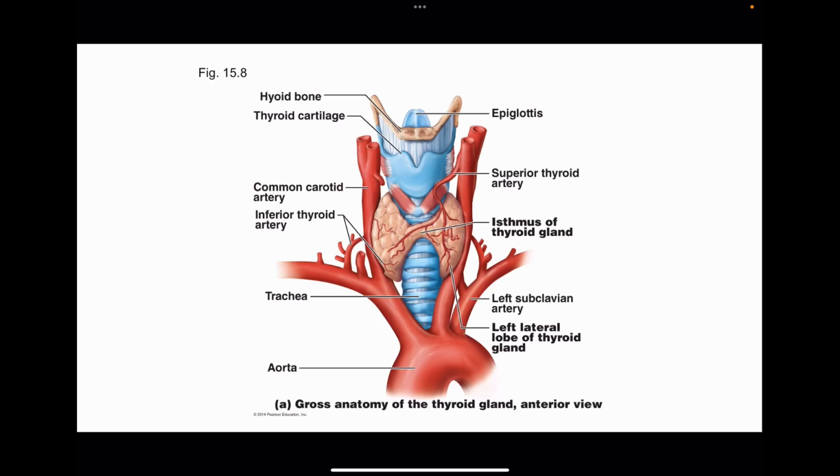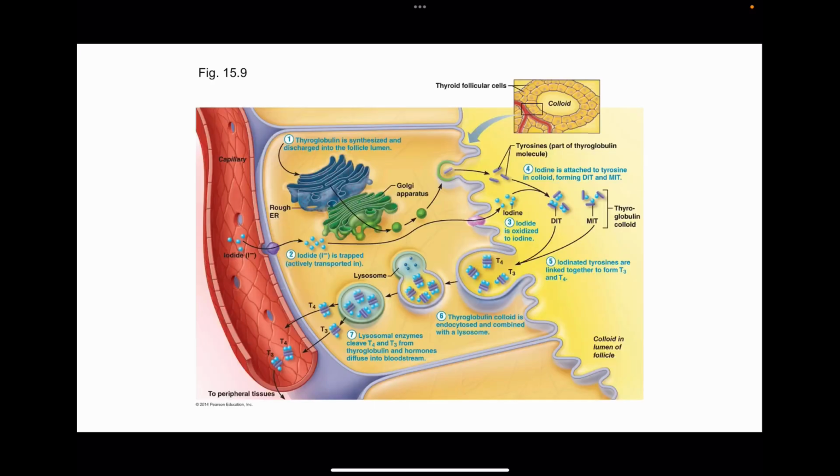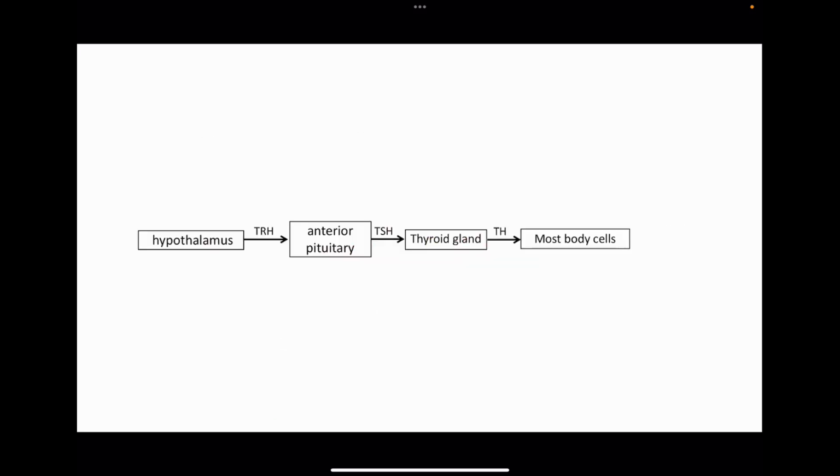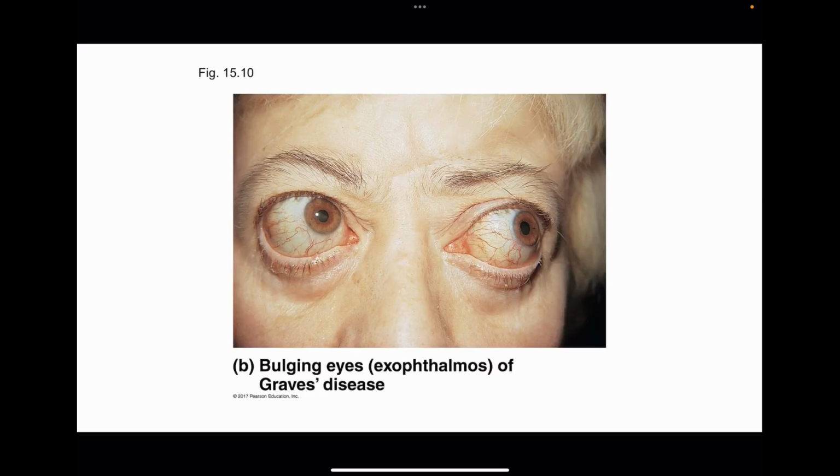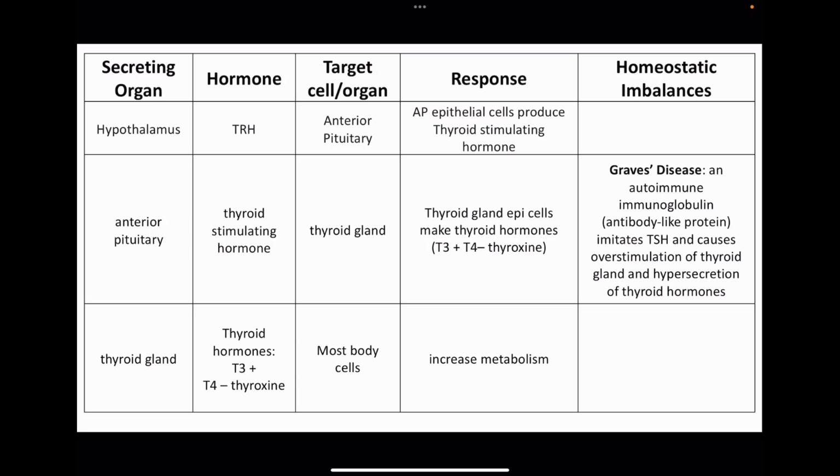All right, so our thyroid gland is located around the trachea, right below the larynx. Our T3 and T4, if we go back just a little bit, the 3 and 4 refer to the number of iodines. So T3 will have 3 iodines on its chemical structure, while T4 will have 4 iodines on its chemical structure.